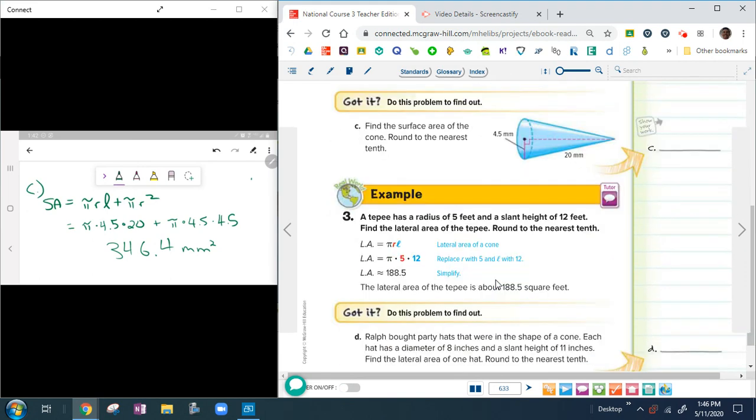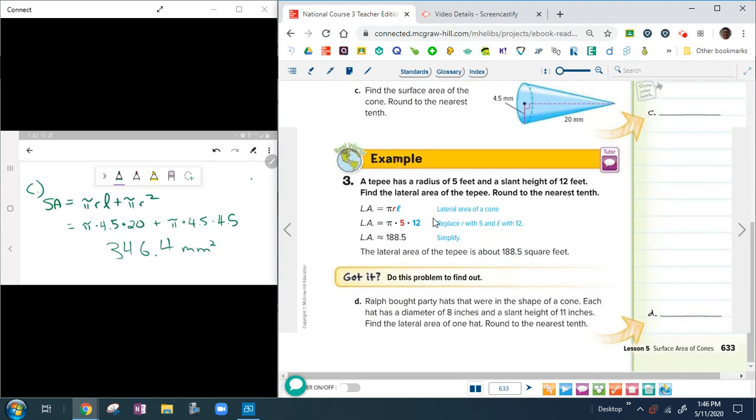Perfect. All right, let's check it out. Now, this is just giving you an example to show you that reading the directions is going to be important because sometimes it'll save you from extra work. Anyway, if we read it, it gives us the dimensions of the tepee, and then it says to find the lateral area only. So then we just use this formula and not the full surface area formula. All right, let's read this. Each hat has diameter, slant height. Okay, so find the lateral area of one hat.